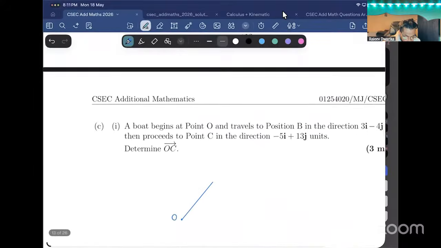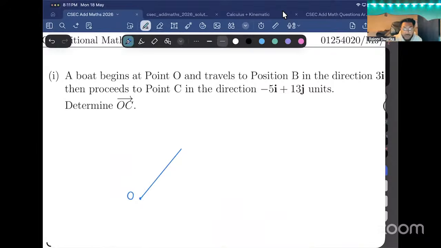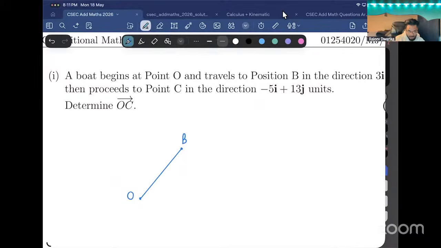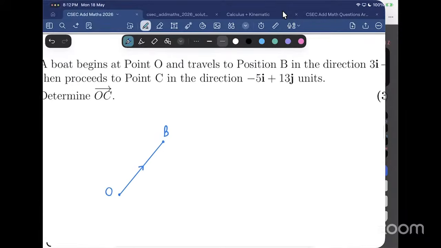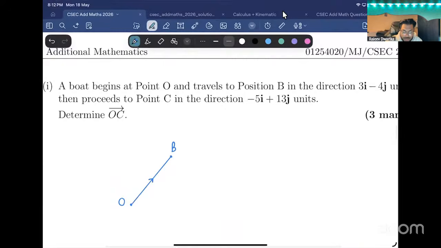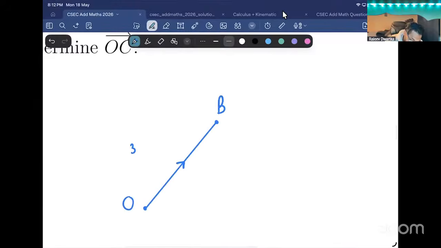A boat begins at point O and then it travels to where? Point B. So we're going to call this point B, right? And the direction was O to B, so an arrow going from O to B. I'm just going to put the vector to the side. That vector, to go from O to B, was what? 3i minus 4j.